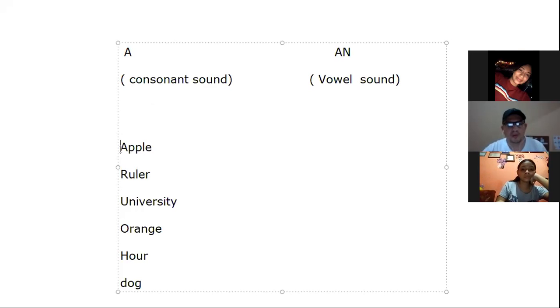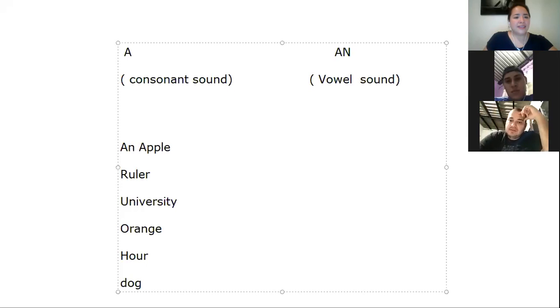Let's start with number one. ¿Cómo decimos manzana en inglés? Apple. Exactly. Apple. Si ustedes se fijan, apple es un sonido vocal. Por esa razón, yo nunca voy a decir a apple. Never. Usted va a decir an apple. An apple.